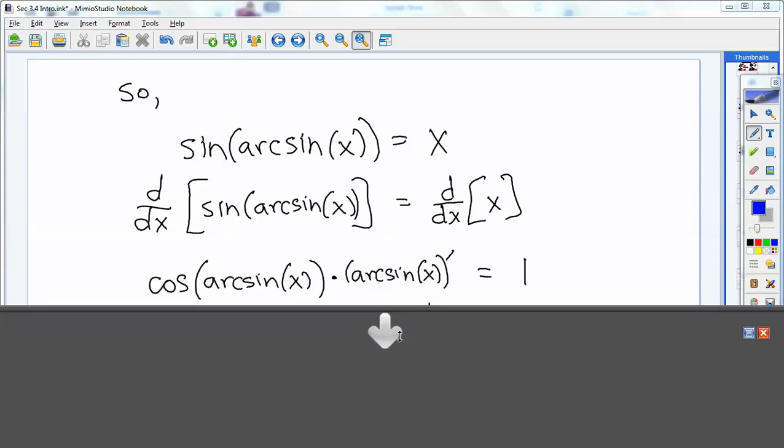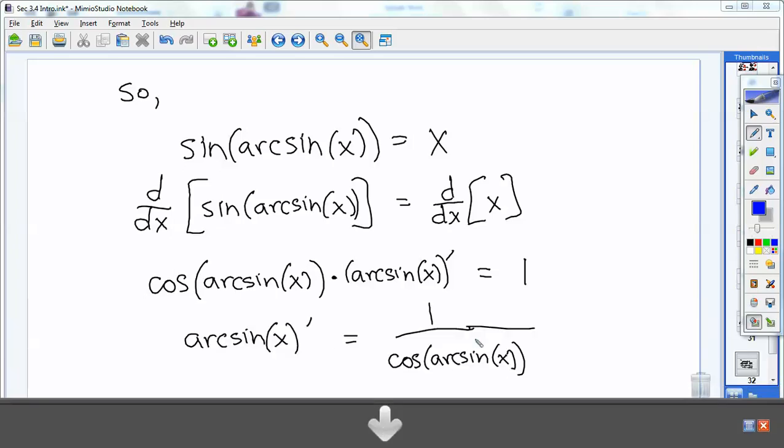Let me do that again. Derivative of this, start on the outside. Derivative of sine is cosine. Leave the inside alone. Times the derivative of arc sine. I don't know what the derivative of arc sine is. That's what I'm trying to find. So I'll just call it arc sine prime. Equals 1. Now let's divide the cosine over. And we got this. Now we don't want to mess with that. We can do something with this right here, but we're getting close. So the derivative of arc sine is this.